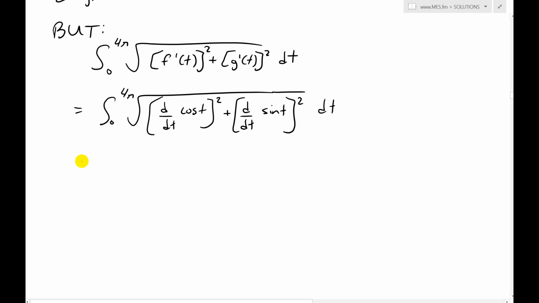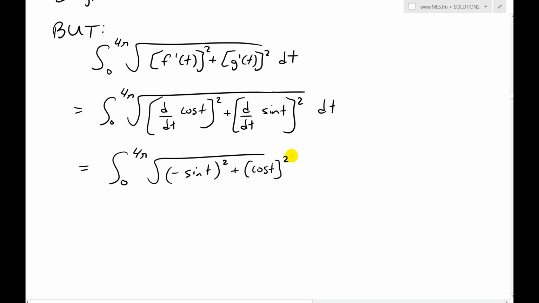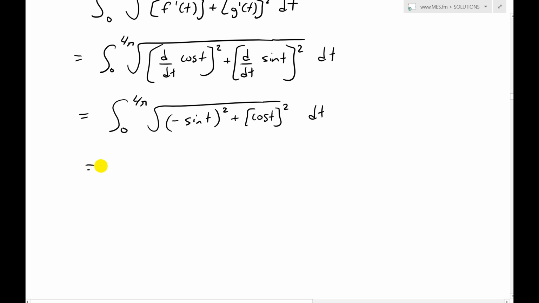And now if we recall that the derivative of cosine of t is negative sine of t, so square root of negative sine of t squared, plus the derivative of sine of t, which is cosine of t. So the derivative of cosine is negative sine, the derivative of sine is positive cosine, like this. And then we put a squared like that, dt. So then finally we end up having the integral from 0 to 4 pi of the square root.